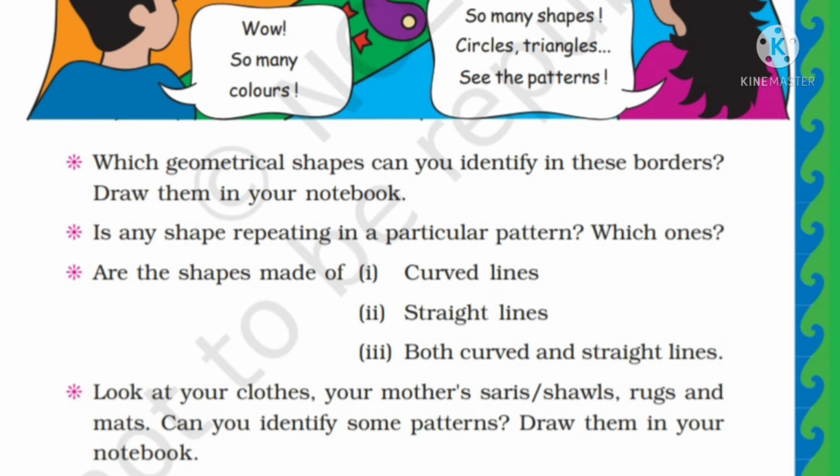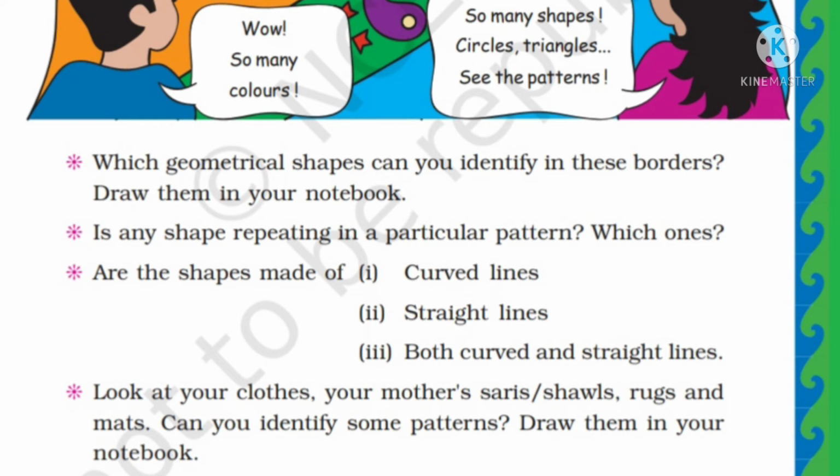Are the shapes made of curved lines? Yes. Some shapes are made of curved lines. Straight lines? Yes. Both curved and straight lines? Yes. Some shapes are made up of curved lines, some are made up of straight lines, and some are made up of both curved and straight lines. Did you get it? Yes.